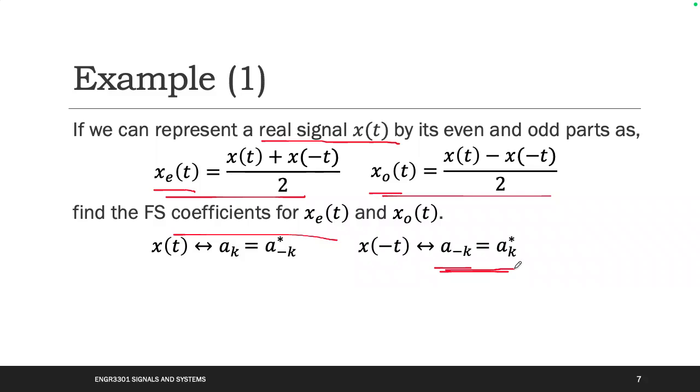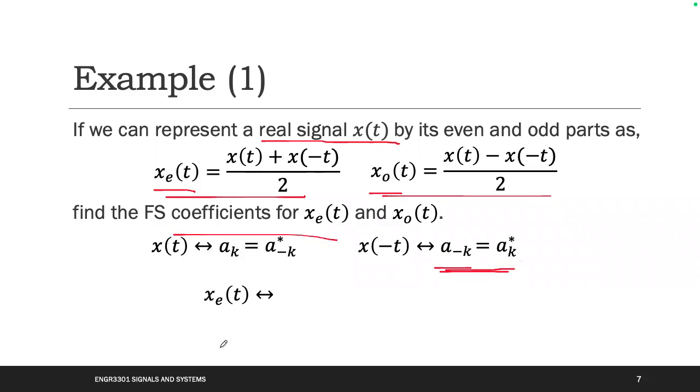We know if the FS coefficient of x(t) is this one, and since it is a real signal, a_k equals a_{-k} conjugate, am I right? And for x(-t), the coefficient is a_{-k}, by the property we have already learned. But why does this one equal this one? It's very easy. You just replace k with negative k in this equation. Then a_{-k} equals a_k conjugate, the same as this one. That makes sense to you?